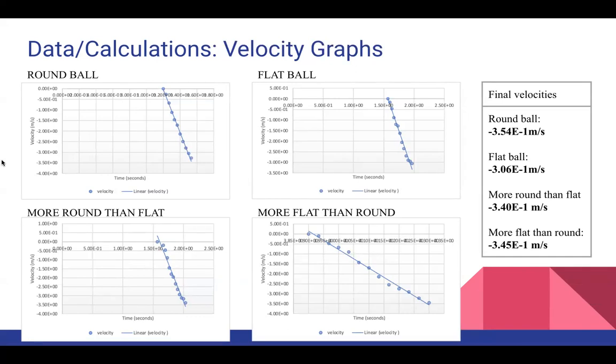But we did see that the more flat than round ball had a greater final velocity, which was negative 3.45 times 10 to the negative first, compared to the more round than flat ball, which was negative 3.4 times 10 to the negative first. And this, like Sophie said, could be from inconsistencies, either just with Tracker, because we were having a few issues with that and had to do these calculations multiple times, or just inconsistency of height and shape of the Play-Doh itself.